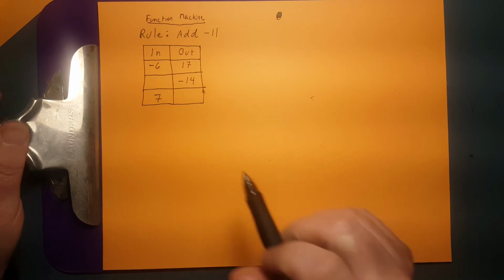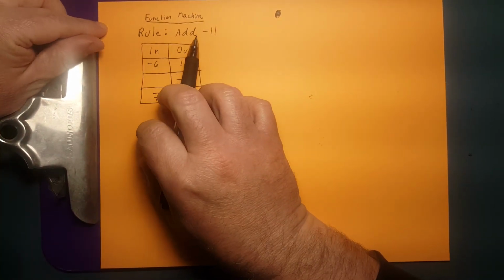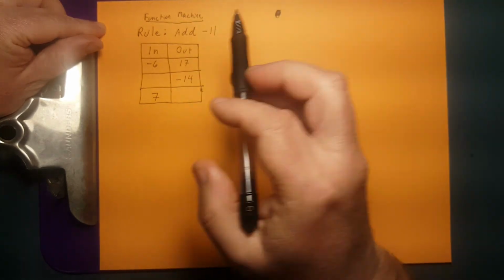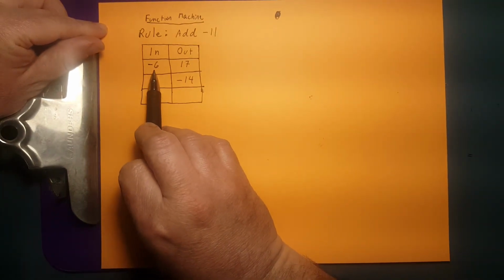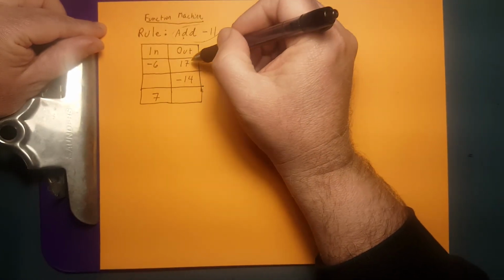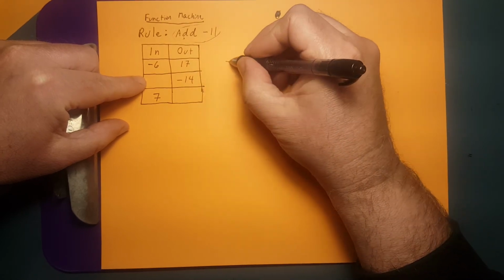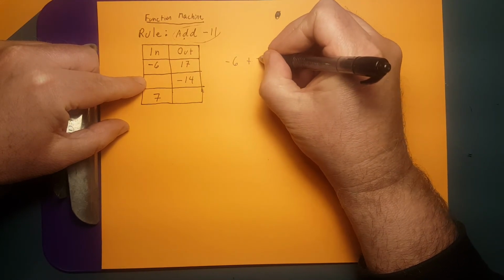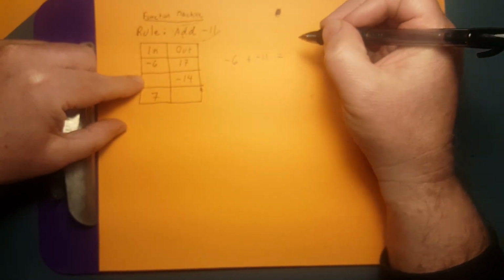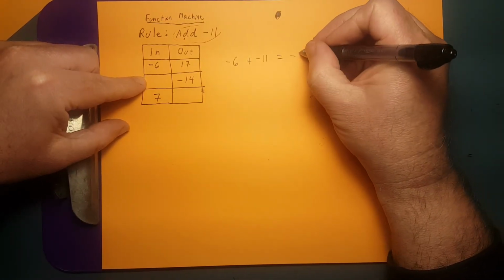So I've made this cool function machine here. It tells you that the rule is add negative 11. So in other words, whatever you put into the function machine, you do this to it. Add negative 11, and it comes out, in this case, 17. Let's see if that's right. Negative 6. If I add negative 11 to it, it should be negative 17.